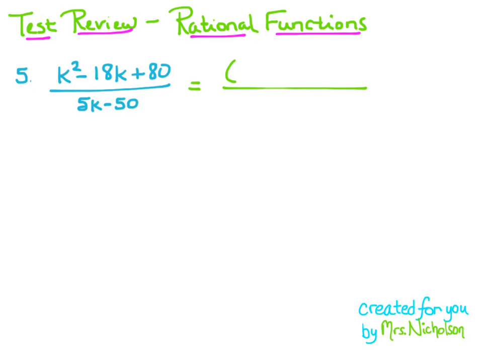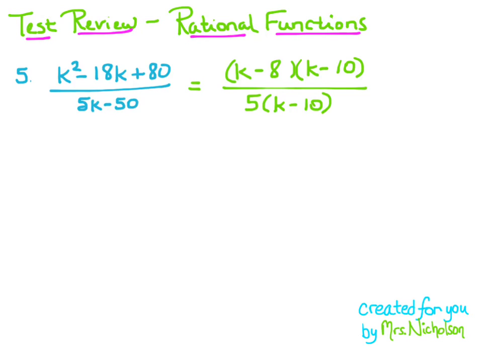So I'm going to factor the numerator. K and K, let's see, 80 would be 8 times 10, and I need them both to be negative. And in the denominator, it looks like all I can do there is factor out a 5. So 5 times K minus 10. Let me say here, if you're still having trouble factoring, there's another video on factoring quadratics that you can go back and look at and practice those skills.